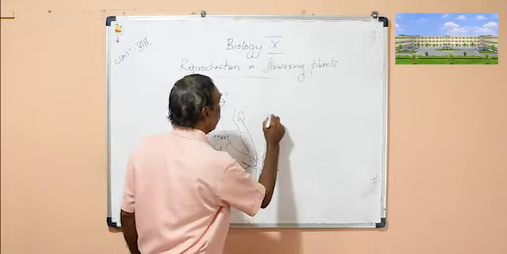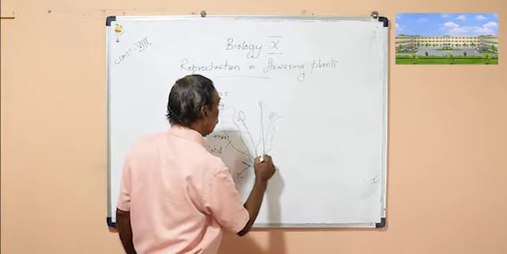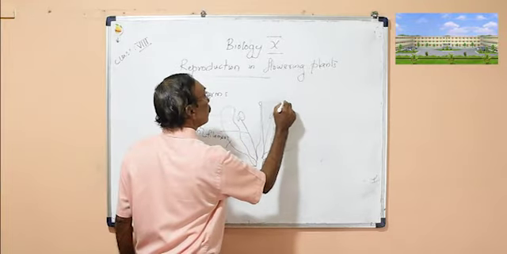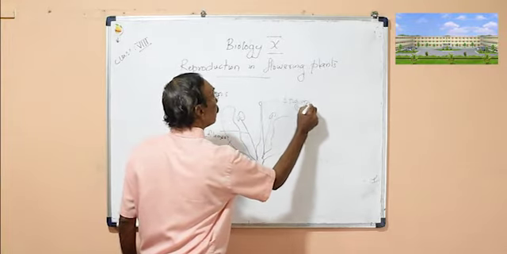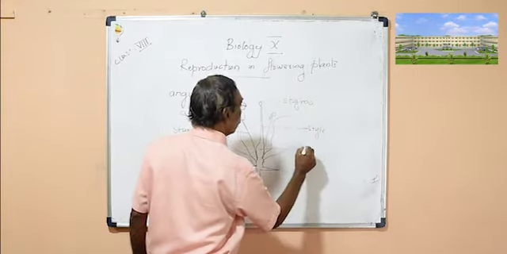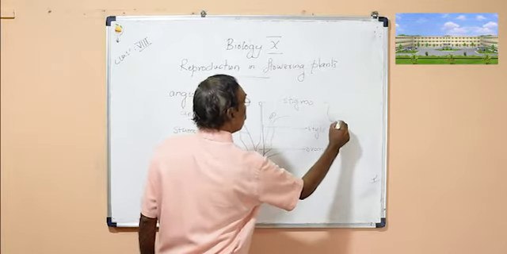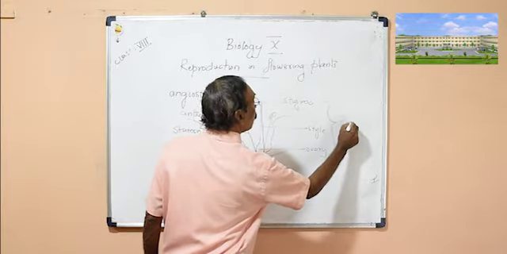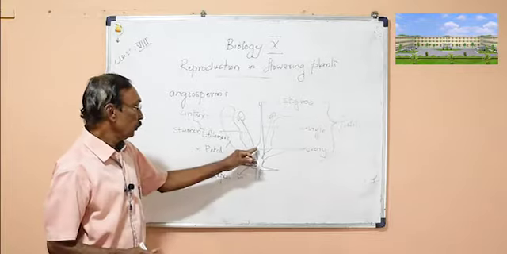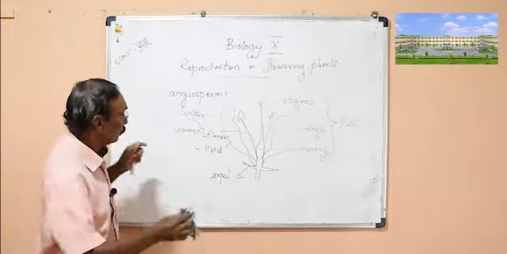Then in the middle you can see the female reproductive structure, which is called the pistil or carpel. This is the pistil, which is made up of three parts: stigma, style, and this is the ovary. These three parts together are called the pistil or carpel. This is the basic structure of a flower, and we are going to see the pistil in detail.